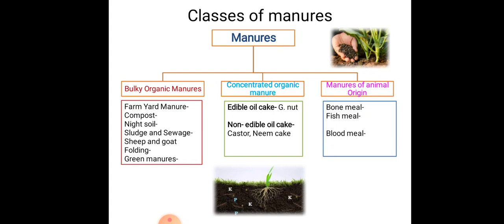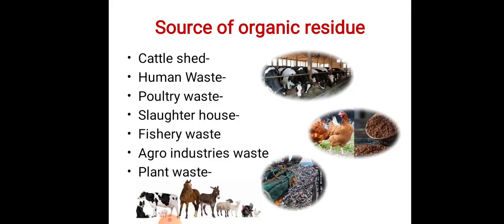And the last classification is the manures of animal origin. It means the manure which originates from animals, such as bone meal, fish meal, blood meal. So this is the classification of the manure.